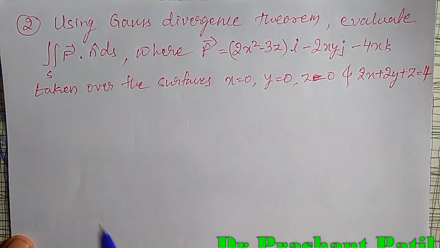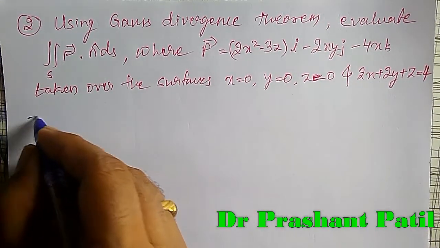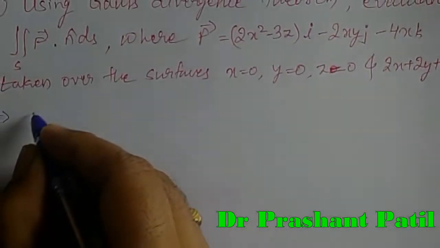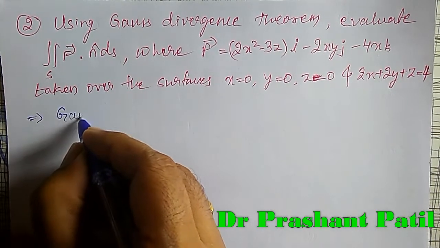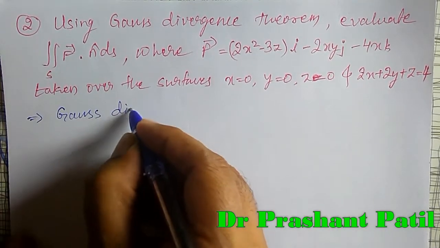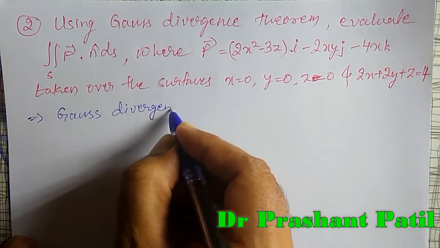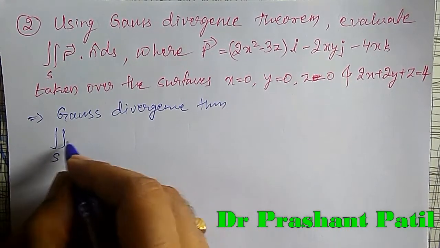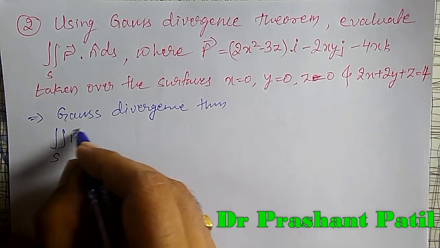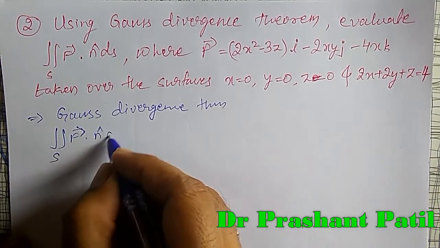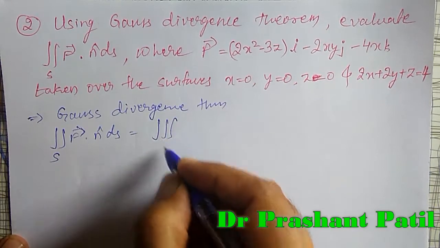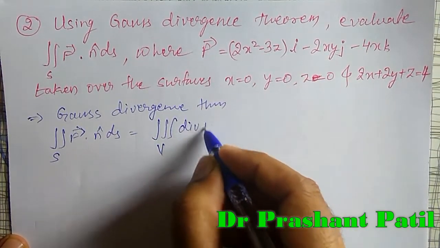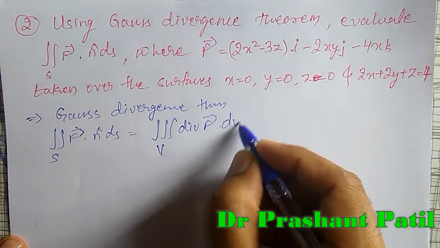Here Gauss divergence theorem is nothing but: double integration over a surface S, f dot n cap ds, is equal to triple integration over a volume V, divergence of f into dv.